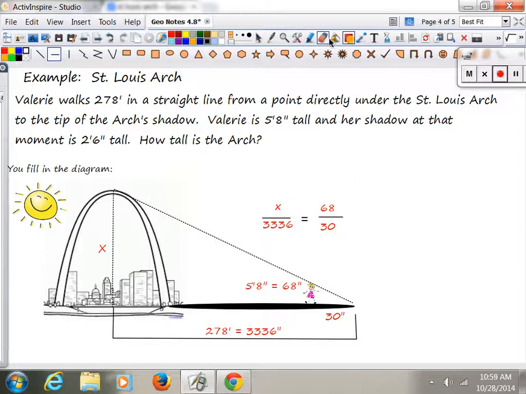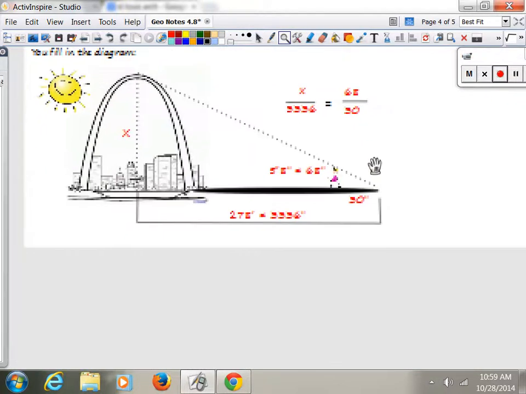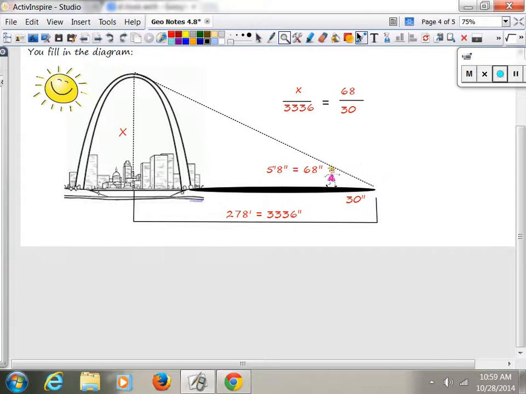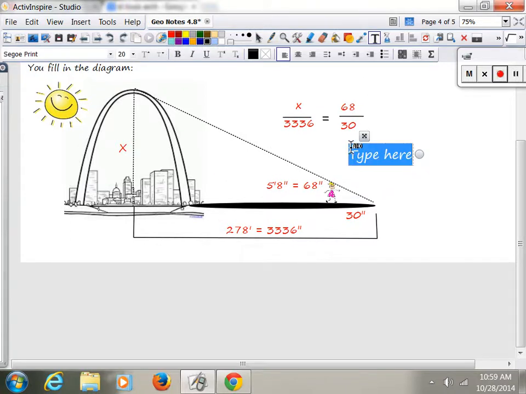Alright, so let's solve this thing. You could reduce, but since you're going to use your calculator anyways, I'm not going to. 30x equals 68 times 3336, which is 226,848. And then we're going to divide that by 30. That gives 7,561.6.